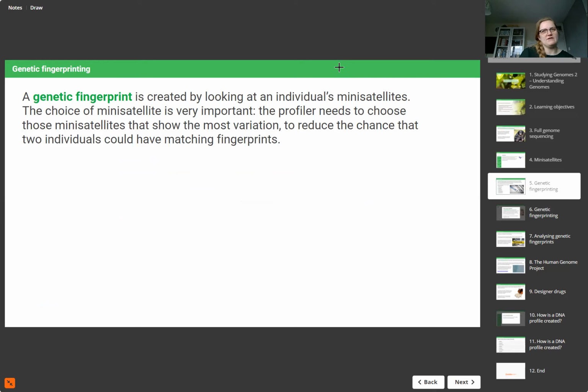So we call it genetic fingerprinting because we basically use the idea of normal fingerprints. So for hundreds of years, we've been able to identify people from their fingerprints. We all know that every human individual's fingerprints are unique to them, but we can now use their DNA instead.